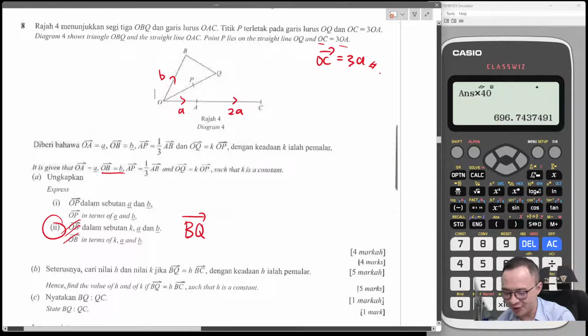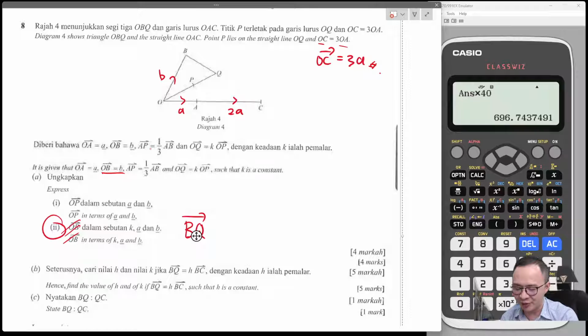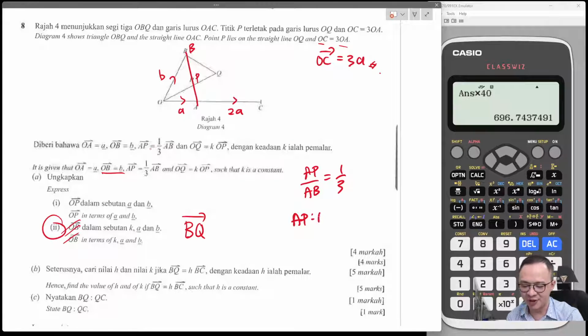Okay, so let's continue this one. AP equals 1 over 3 AB. Suddenly we have a straight line like this, because we have A, P, and B here, isn't it? They say AP, so I prefer to change them into a fraction and then into a ratio, 1:3. So A to P is ratio 1, A to B is ratio 3, so here will be 2. I'm not sure I need this ratio or not, but I write it down first. And then lastly, OQ equals K OP.